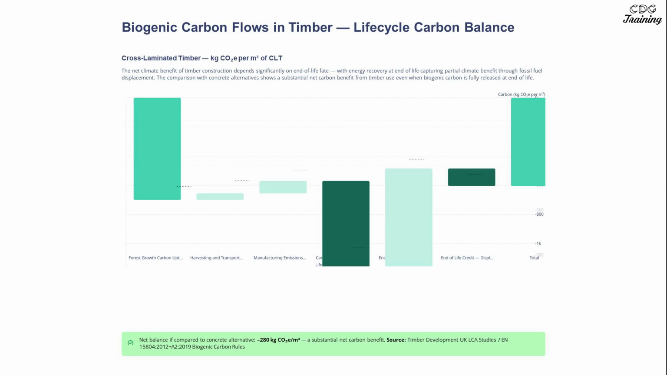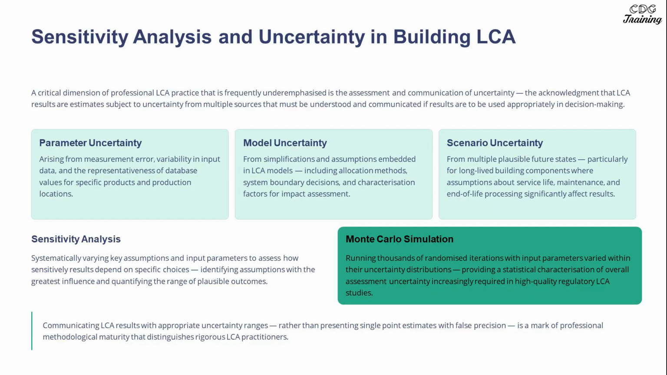The annual carbon benefit of timber over concrete depends significantly on end-of-life fate, with energy recovery at end of life providing optimal benefit through fossil fuel displacement. The comparison with concrete shows a substantial carbon benefit from timber even when biogenic carbon is fully released at end of life. A critical dimension of professional LCA practice is the assessment and communication of uncertainty. Sensitivity analysis and Monte Carlo simulation are essential tools for understanding how variability in input parameters affects LCA results, ensuring they are used appropriately in decision-making.